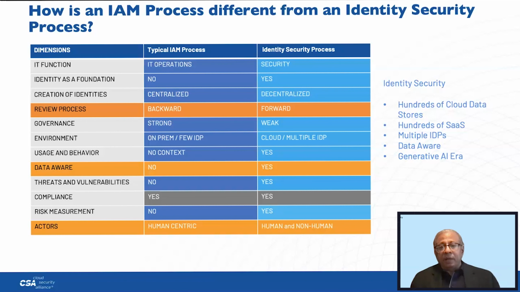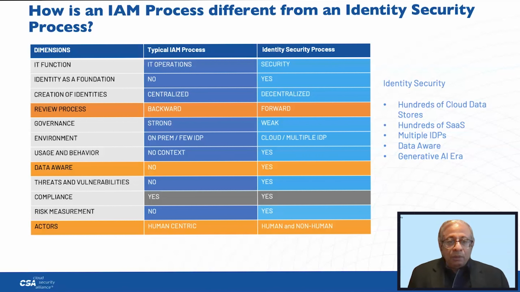As we discussed, the operation of IAM was mostly centralized. And any type of review process or governance process was mostly backward-looking from an IAM perspective. Governance was strong because everything was centralized. You had to go through a single place to get approvals and whatnot. That was great. Environment is on-prem, maybe one IDP, like Active Directory, maybe one more.